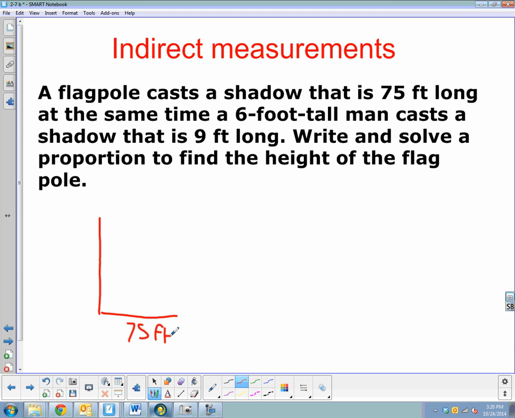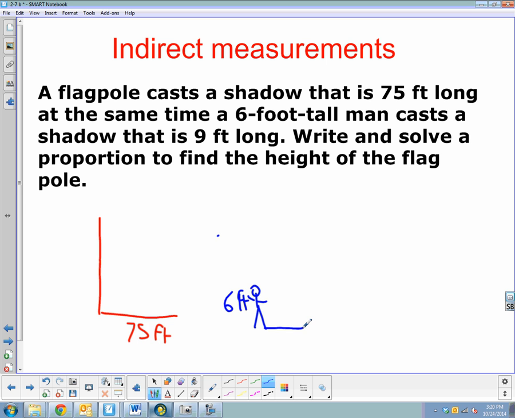So we've got a flagpole that casts a shadow that's 75 feet long. At the same time, a 6-foot tall man. So here's going to be my 6-foot tall man. Now you'll notice that my man and my flagpole are actually fairly close in size. That doesn't really matter. Our pictures don't have to be to scale as long as they are a picture that represents what we're talking about. So my man here is 6 feet tall. 6 feet. There we go. Okay. And he casts a shadow that is 9 feet long.